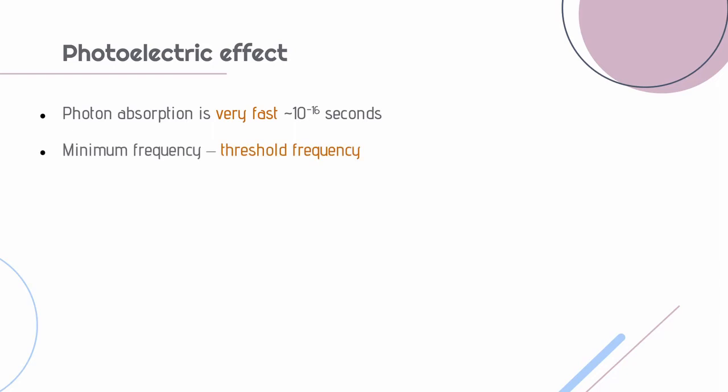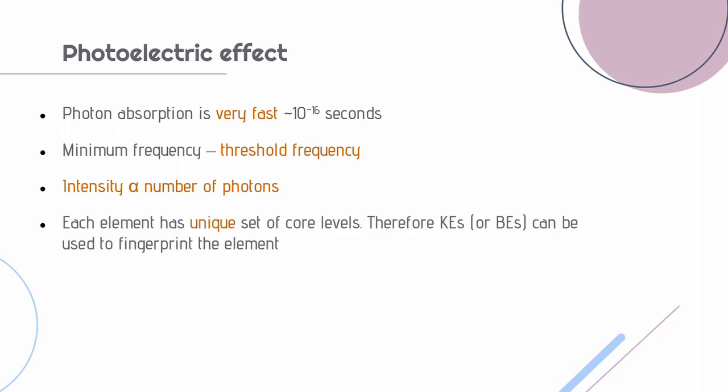Here we'll discuss a few important points regarding photoelectric effect. Photon absorption is a very fast process, and there is a minimum frequency called the threshold frequency below which we cannot detect photoelectric effect, and the intensity of the spectrum is directly proportional to the number of photons provided by the source. It also helps us in identifying the element, since each element has a unique set of core levels.